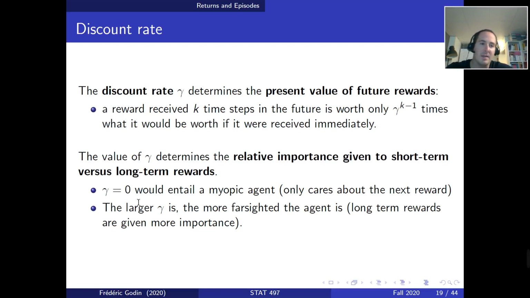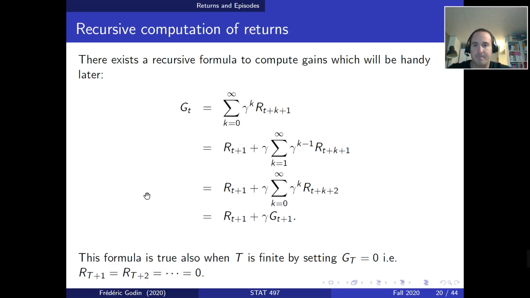Conversely, if you take gamma equal to 1, then this is the opposite. Rewards far in the future are as valuable as rewards obtained almost immediately. So the larger gamma is, the more far-sighted the agent is and the more weight it puts on long-term rewards in comparison to short-term rewards. Large gamma entails long-term rewards are worth almost as much as short-term rewards. Small gamma means you discount long-term rewards a lot and don't care much about them.